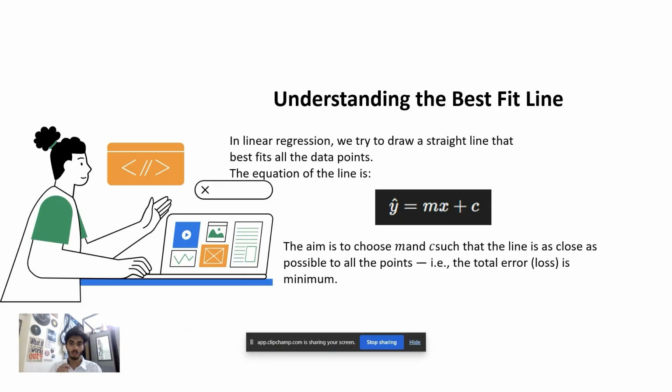Next. Understanding the best fit line. In linear regression, we try to draw a straight line that best fits all the data points. The equation of the line is y cap equal to mx plus c. Here, m is the slope and c is the intercept. The aim is to choose m and c such that the line is as close as possible to all the points. That is, the total error, which is the loss, is minimum. So basically, what we do is we try to find m and c in such a way that the line that goes through them has the minimum loss.